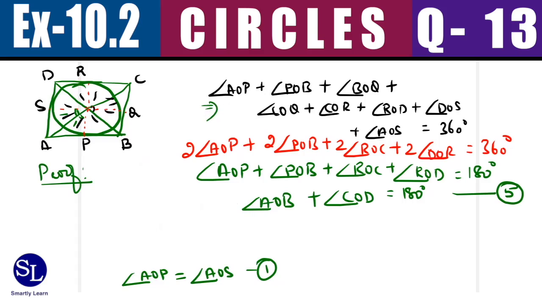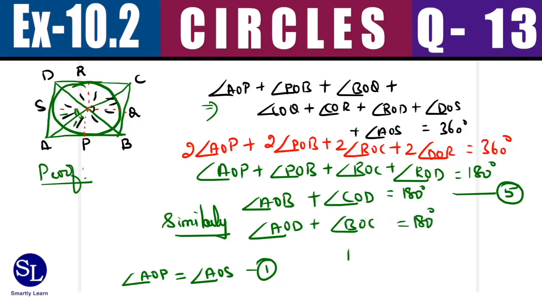So instead of trying to recombine and explain, we can also close out and say similarly, we can prove that angle AOD plus angle BOC is equal to 180 degrees, hence proved.